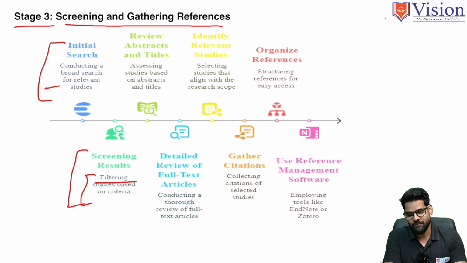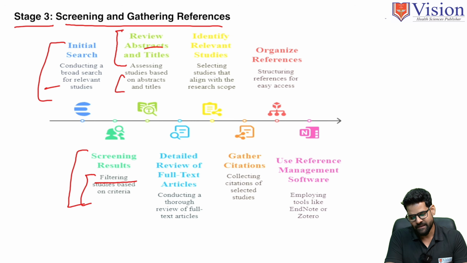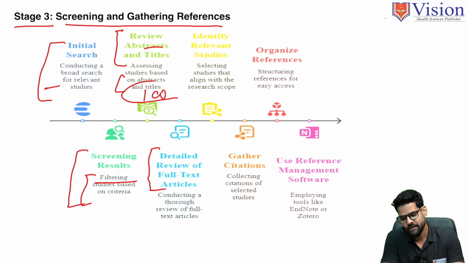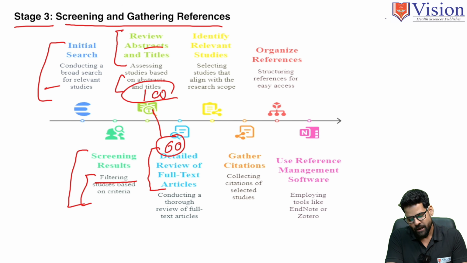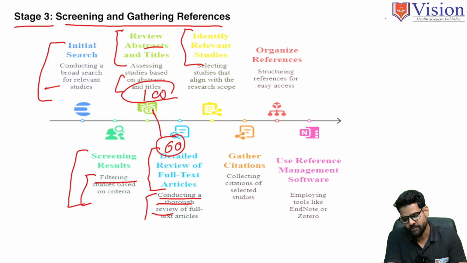Then for the articles you get after that, just review the abstracts and titles first. Instead of reading in detail, first check the relevancy of that particular research by reading the abstract. Assessing the studies based on the abstract and the title. Then comes the detailed review of the full text articles. Let's say you have read 100 abstracts or titles, and maybe only 60 studies are relevant. Now you conduct a thorough review of these 60 studies. Then identify the relevant studies from that. Maybe you get 30 studies which are relevant to you, which are recent, or on some criteria you have added. Selecting the studies that are aligned with your research scope.